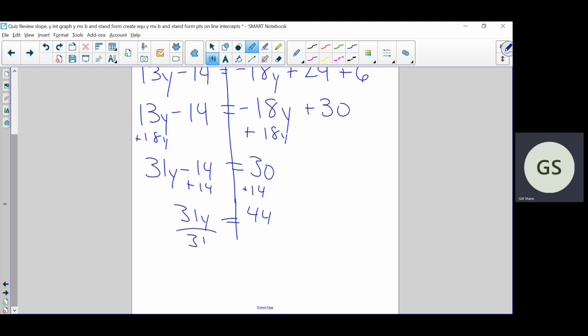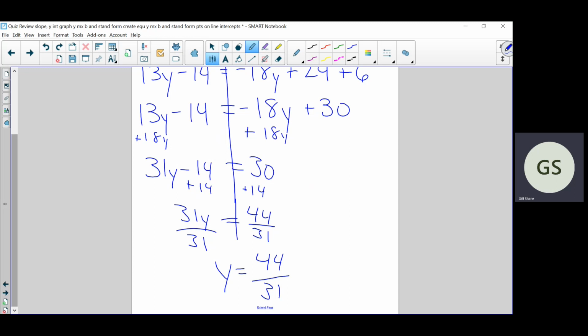So I divide both sides by 31. Now I got a fraction. Good. That's all you do if you get a fraction. A lot of you are trying to do more after that. That's it. You're done. If you can simplify it, I guess simplify it, but normally the fractions I give you can't be simplified.